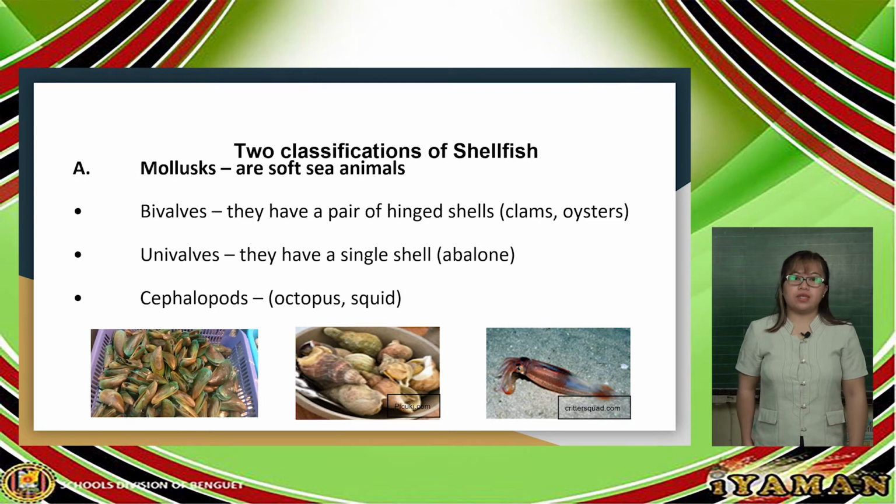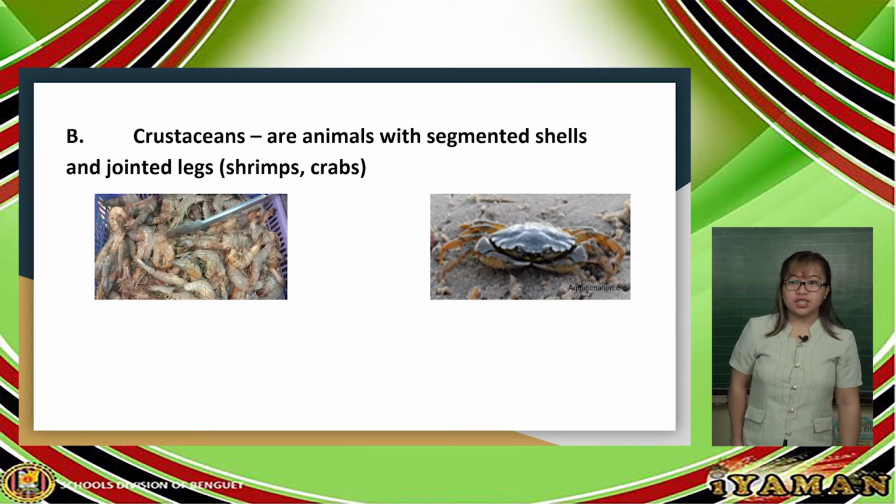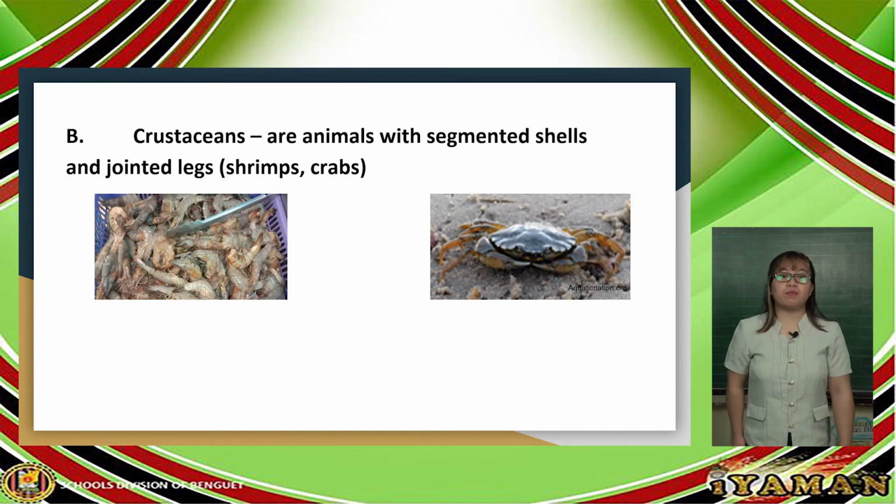Another, we have univalves, which include a single shell. An example is abalone. Then we have cephalopods. Examples are octopus and squid. Because it has a lot of segments around its body, it's called cephalopods. Another, we have crustaceans. These are animals with segmented shells and jointed legs. Examples are shrimps and crabs, because they have a lot of segments. Any questions on the classification of fish? If none, let's keep going.